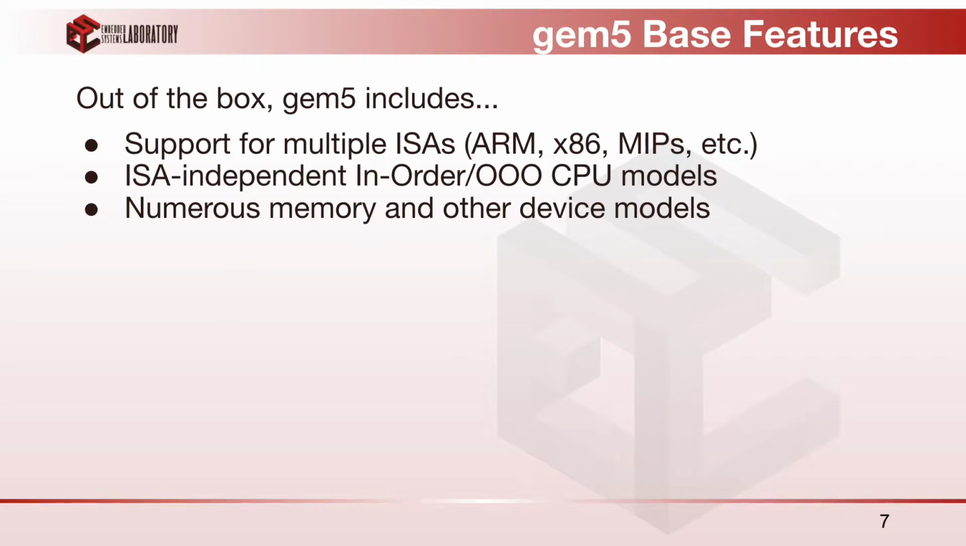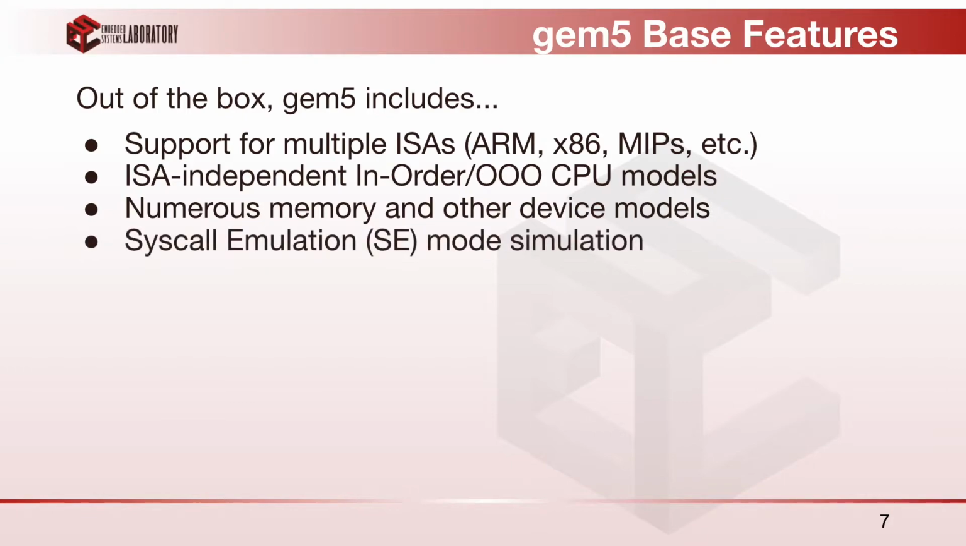Gem5 also has two modes of operation: syscall emulation mode, otherwise known as SE mode, and full system mode simulation, otherwise known as FS mode. SE mode is only used for running and verifying user space binaries, so if you want accurate performance results, you have to use FS mode, which simulates everything from underlying hardware components to your kernel to your file system.